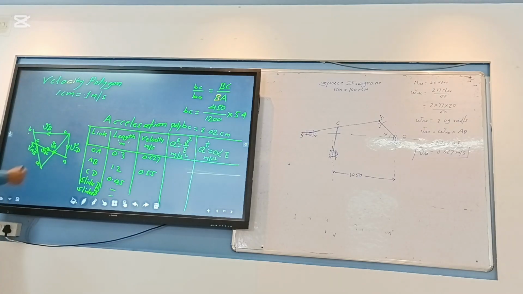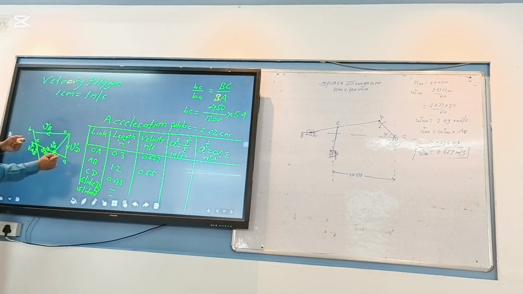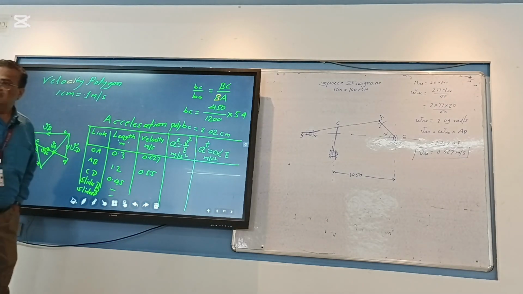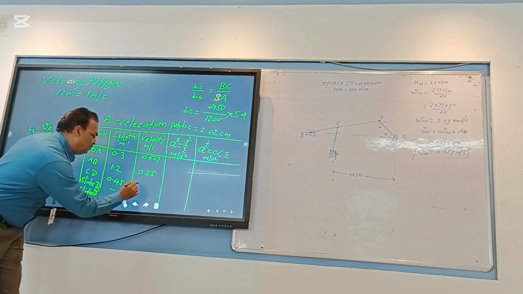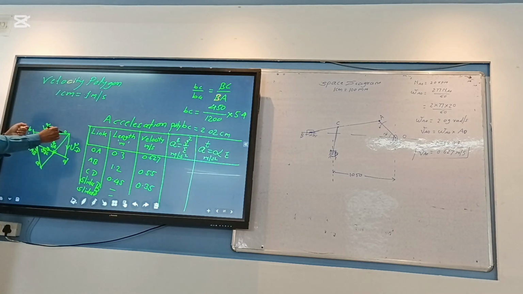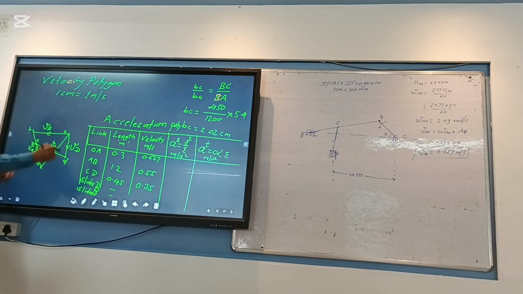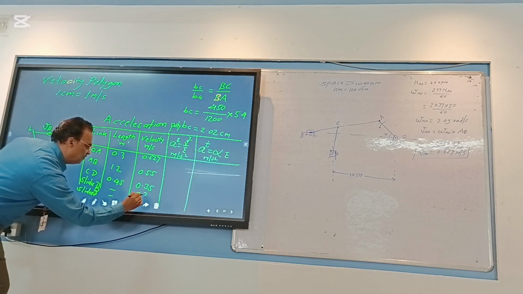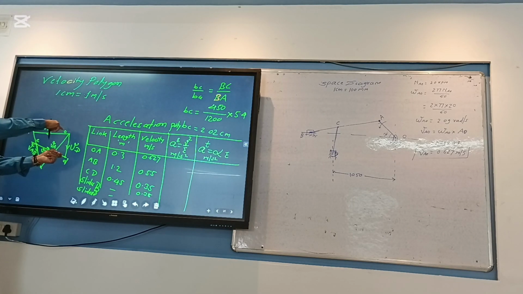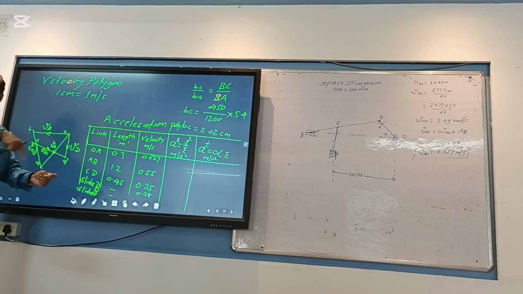Getting or not? How much? 0.5. Very good. Then I need the velocity of CD. Measure this vector CD, multiply with the scale, you will get the velocity of CD. How much is it coming? 0.35. Velocity of slider B, measure this OB, multiply with the scale, how much? 0.38. Measure this vertical OD, velocity of slider D, multiply with the scale, how much does it come? 0.21.